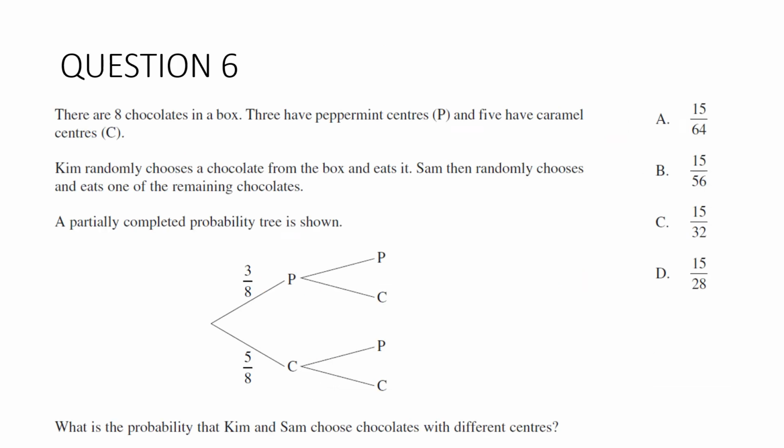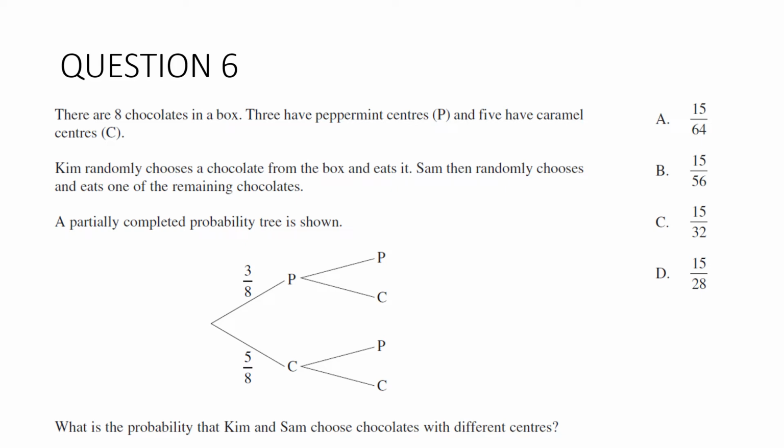Question 6. There are 8 chocolates in a box. 3 have peppermint centers and 5 have caramel centers. Kim randomly chooses a chocolate from the box and eats it. Sam then randomly chooses and eats one of the remaining chocolates. A partially completed probability tree is shown. What is the probability that Kim and Sam choose chocolates with different centers?